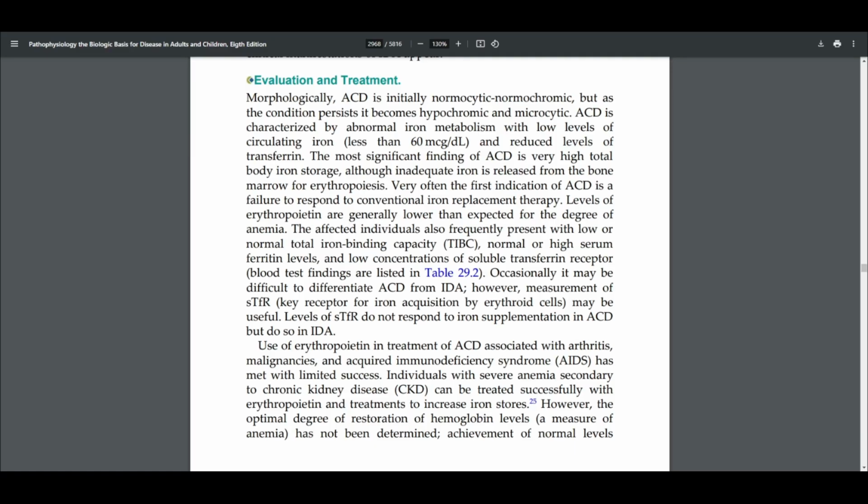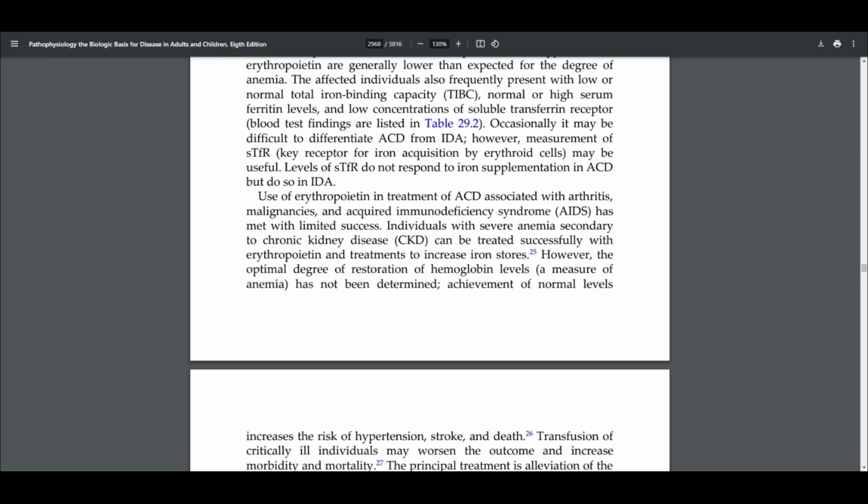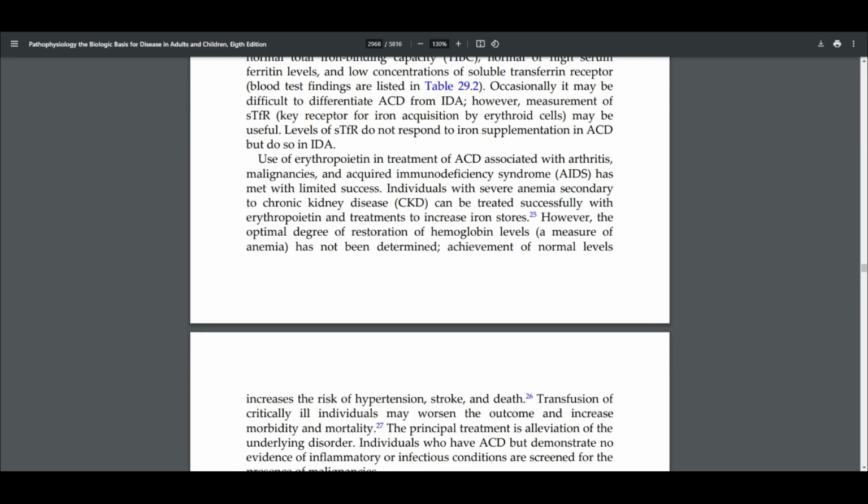Occasionally, it may be difficult to differentiate ACD from IDA. However, measurement of STFR may be useful. Levels of the STFR do not respond to iron supplementation in ACD, but they do so in IDA. Use of erythropoietin in treatment of ACD associated with arthritis, malignancies, and acquired immunodeficiency syndromes, so your AIDS, has met with limited success.